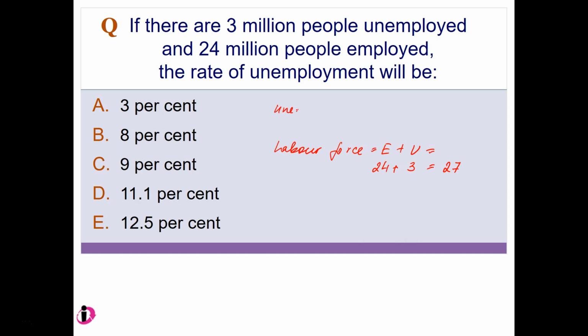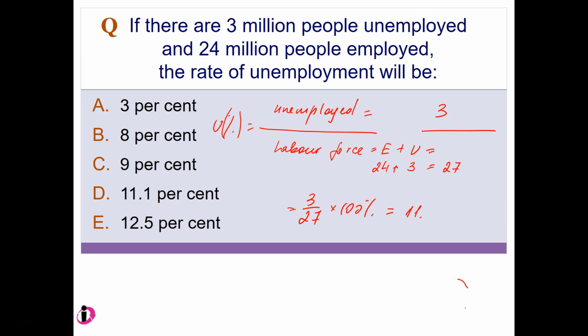The number of unemployed is 3 million. And to calculate unemployment rate in percentage terms, we have to divide the number of unemployed by labor force. So we divide 3 by 27, and in percentage terms, this will be equal to about 11%. In other words, the correct answer will be D. This is a simple question which you might get in the exam based on these formulas.